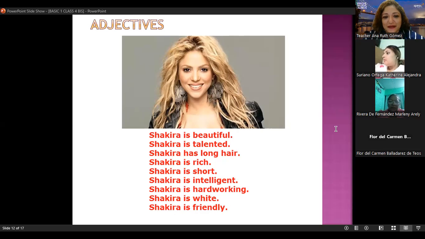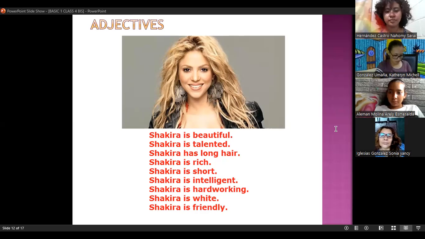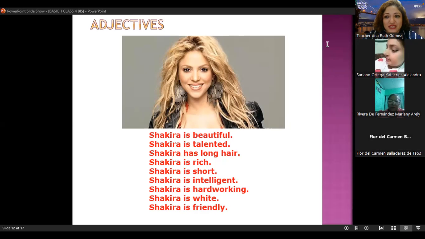Elegant is elegante, right? Successful is exitosa. Successful. Ahí en el chat. Check the chat. And brave, okay, let me see. Successful, I'm going to help. Successful is exitosa. And brave is valiente. All right, very good. Exitosa, valiente. Okay, very good.